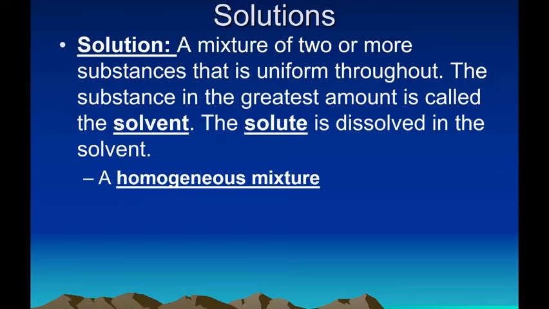So, for example, you could have carbon dioxide as your solute dissolved in water, and that is going to give you your carbonated beverages. So, your solute and solvent can be solid, liquid, or a gas. The solvent is what is doing the dissolving, what is in the greatest amount, and the solute is what is being dissolved. And the solvent-solute combination causes something to be a solution. A solution is a mixture of two or more substances that is uniform throughout. And this is a homogeneous mixture, you might remember from our previous discussions.